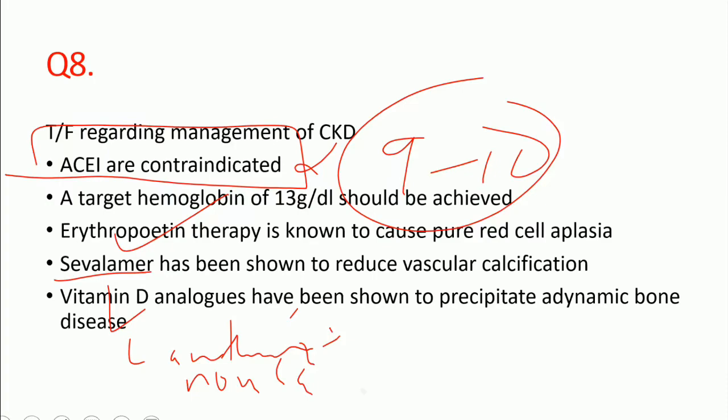The last one I already said. So vitamin D analogs, anything that suppresses the PTH, has a potential to cause adynamic bone disease. So that's why you maintain it within that target of 3 to 8 times the upper limit of normal. Right. So that is question number 8, Lama. Any questions on this one?